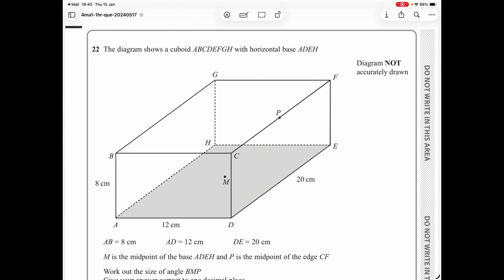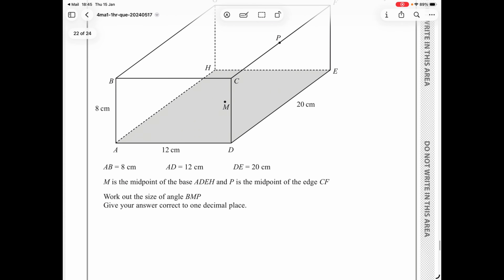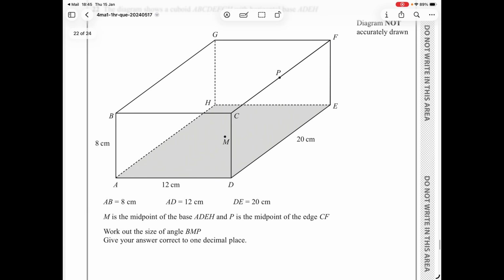So the diagram shows a cuboid A, B, C, D, E, F, G, H, and it's got a horizontal base, and it turns out that AB is 8, AD is 12, and DE is 20. M is the midpoint, and P is the midpoint of CF. Work out the size of angle BMP.